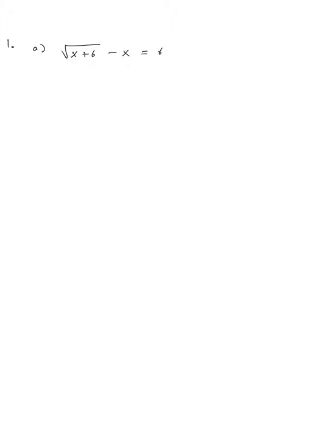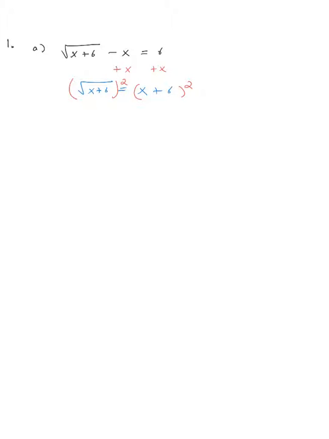To solve this root equation, I'm going to add x to both sides. And this changes the equation to the square root of x plus 6 is equal to x plus 6. Now that I have the square root on the left isolated, I can square both sides.